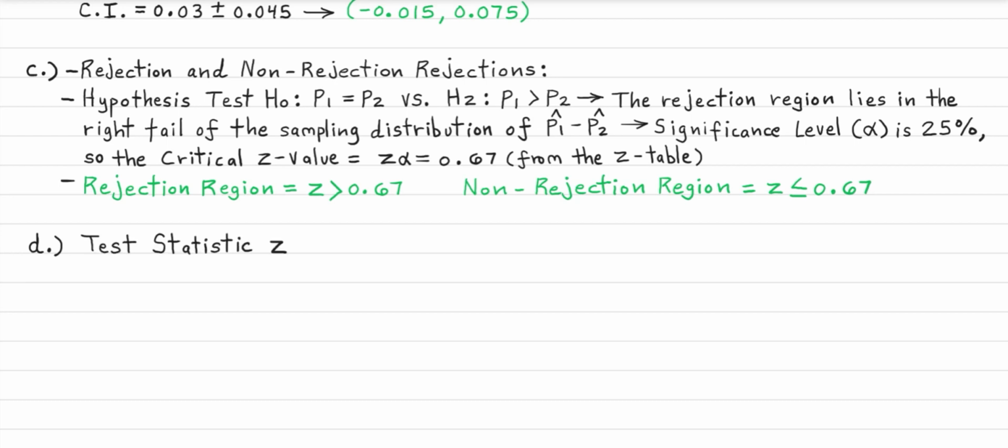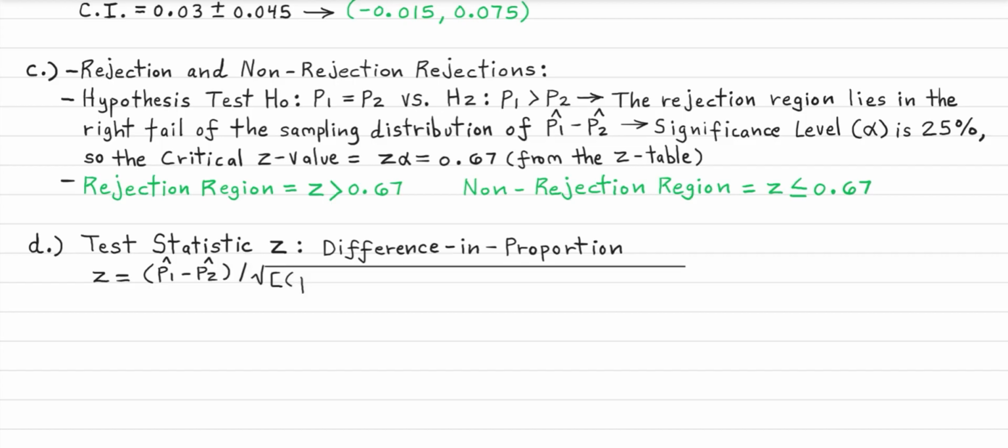So now moving on to part D, we have the test statistic Z, and this is an exercise in difference in proportion. So thus Z is equal to the difference in P hats 1 and 2 divided into this expression, the difference in proportion statistical equation.